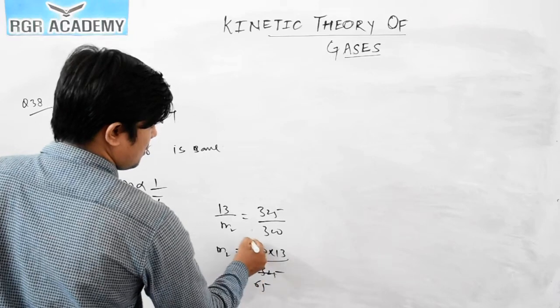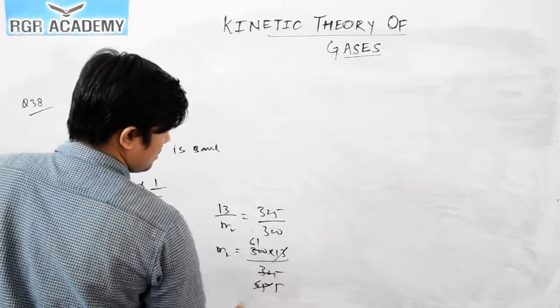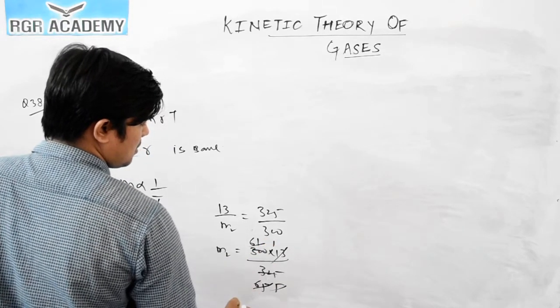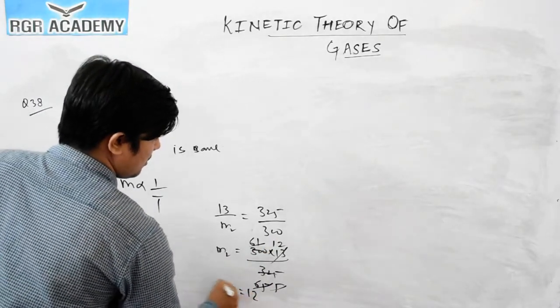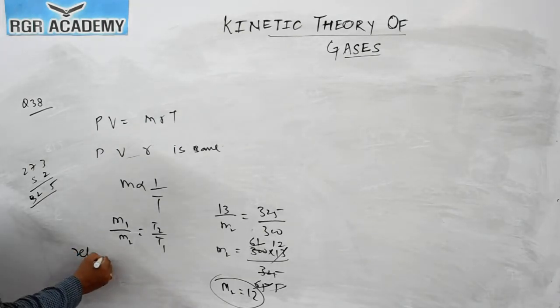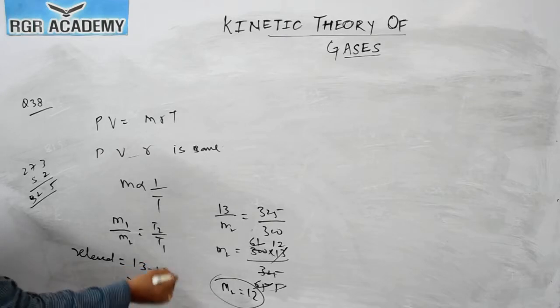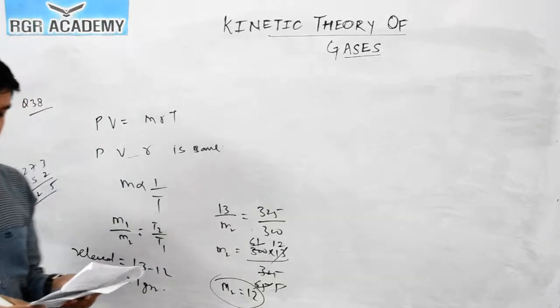Okay. So it will be equals to, approximately M2 you will get as 12. So M2 we are getting 12 means how much mass is released? Released mass will be equals to 13 minus 12, that is 1 gram. Approximately 12 we are getting. Okay. So for question number 38 answer is 1 gram.